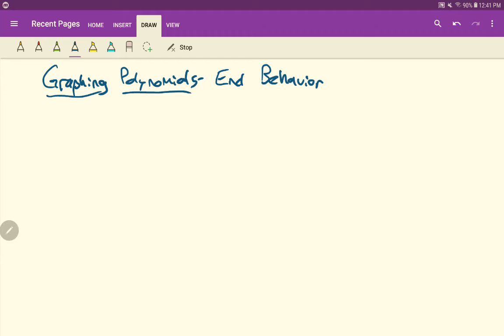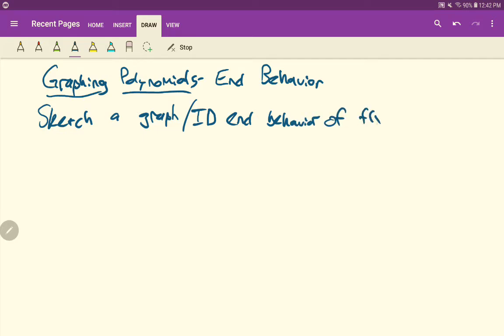Well, what I would ask you guys to do is to sketch a graph of the following polynomials. Sketch a graph and identify the end behavior of f of x equals, and I'm going to give you 6 for you to try. Now, you don't have to write out all the end behaviors if you don't want to. There's a lot here, but at least think about what you would define the end behaviors to be.